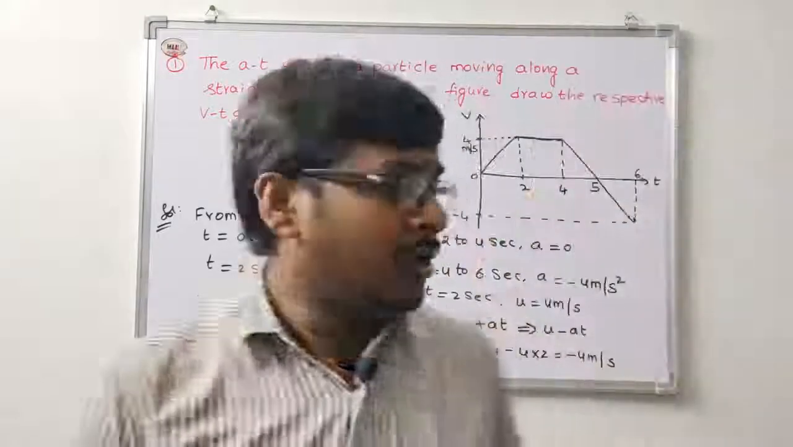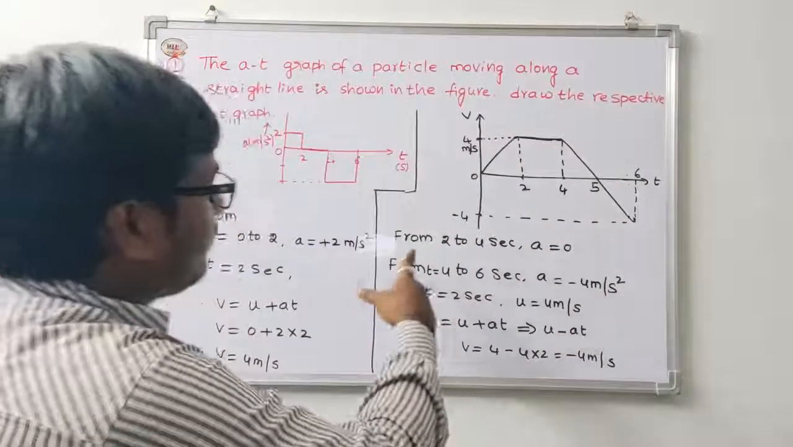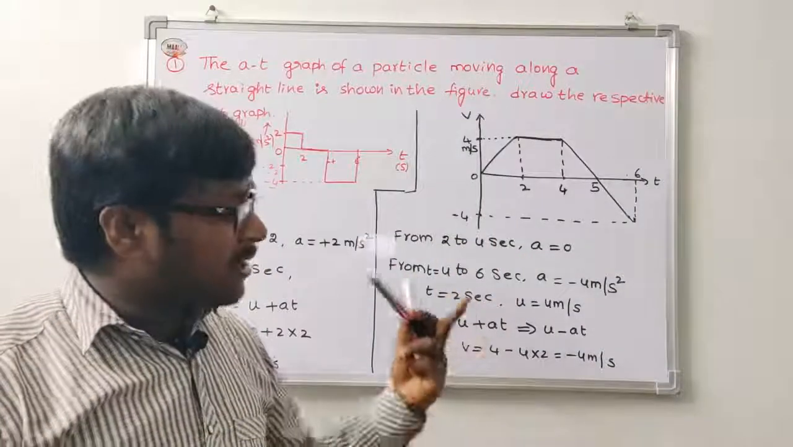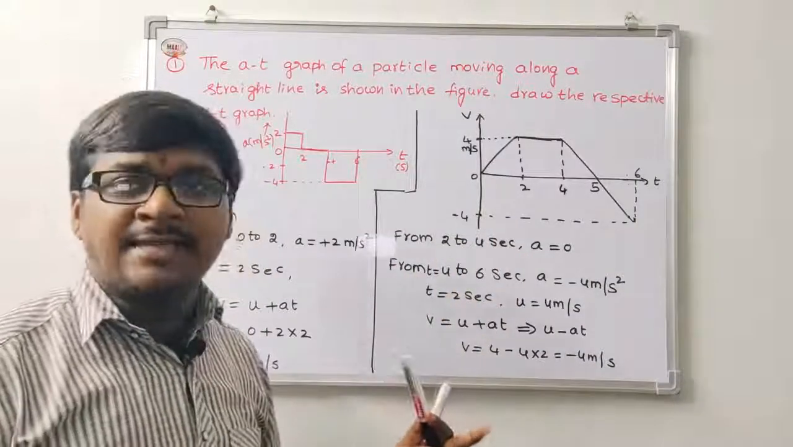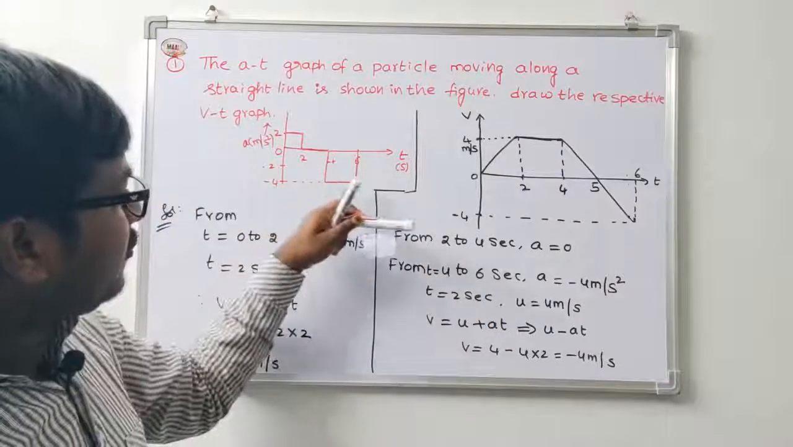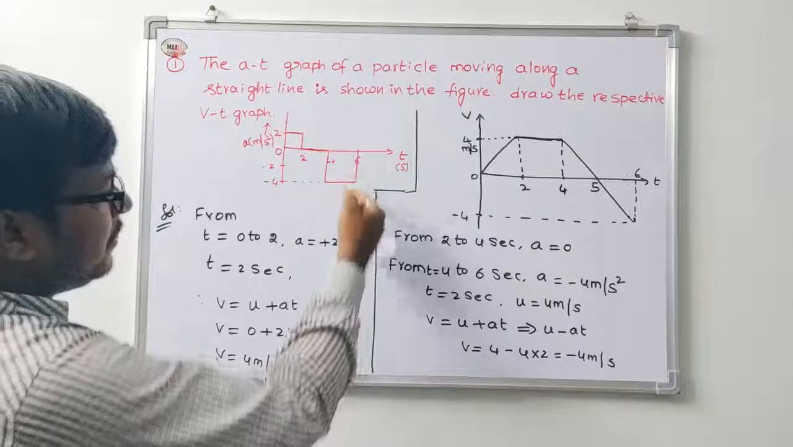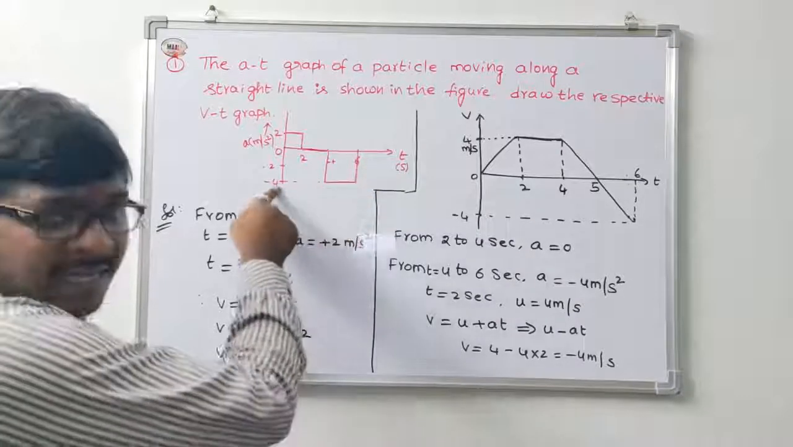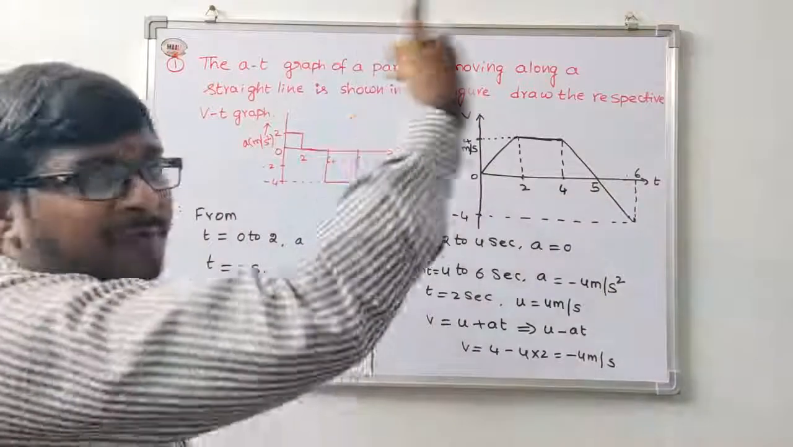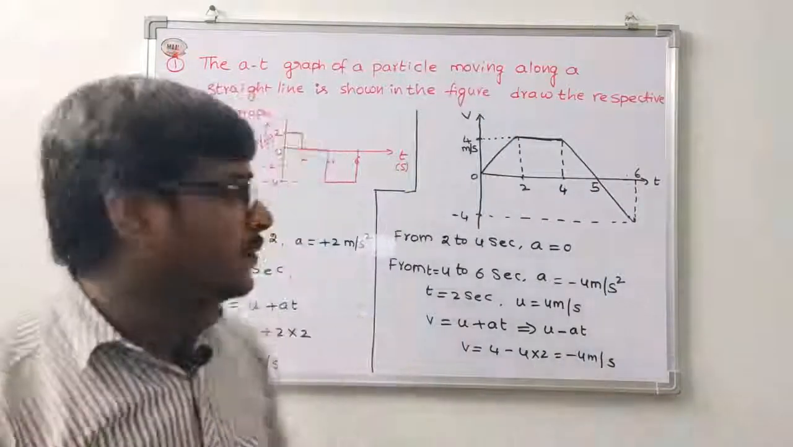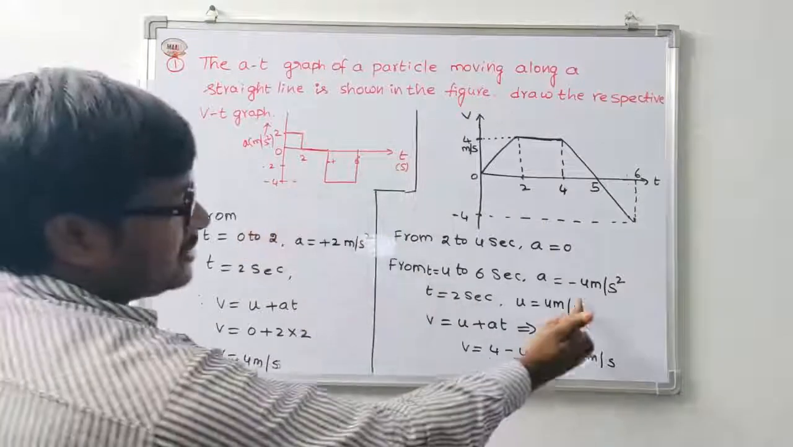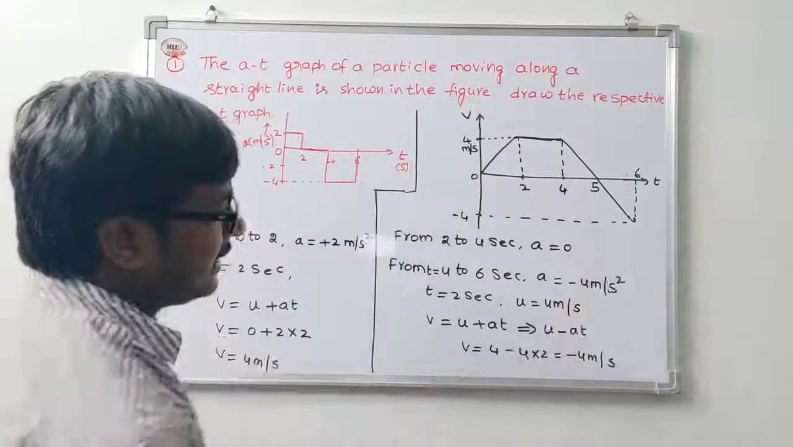Acceleration is equal to 0, students, from 2 to 4 seconds. Time is there, 2 seconds. The time changes, but the acceleration will be 0, students. Next, from t equal to 4 to 6, below the time axis the value is negative. Above the time axis, the value is positive. Below the time axis, the acceleration is equal to minus 4 meter per second square.